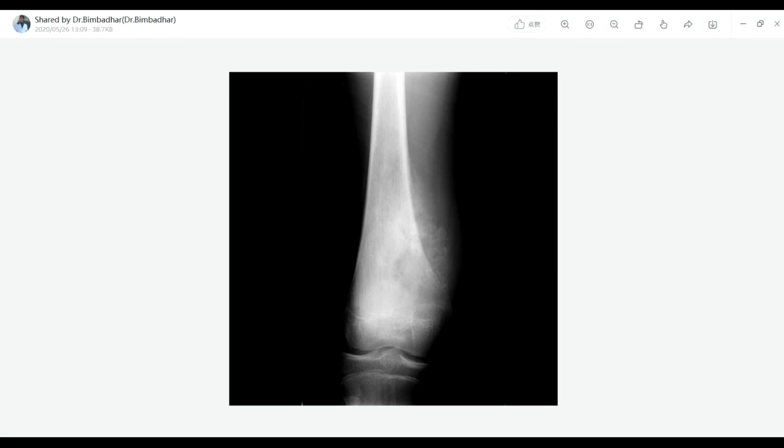Is the concept clear? It can be a characteristic feature of so many conditions. Okay, the most important characteristic disease is osteomyelitis. Can you see it?